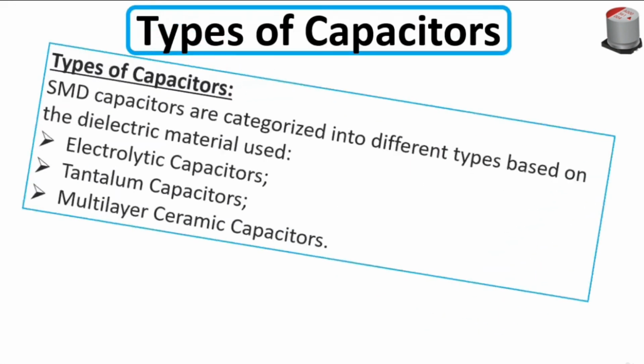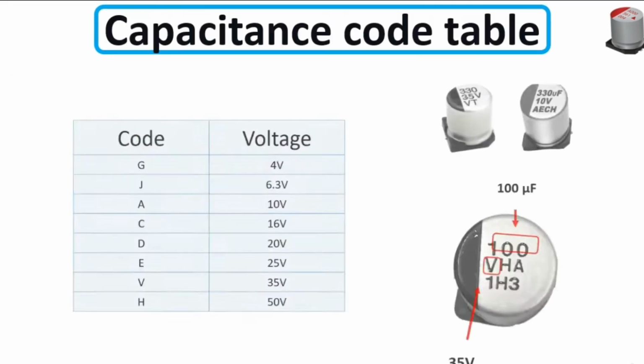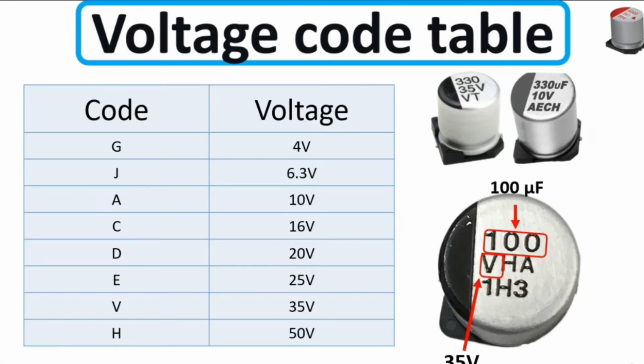There are three primary types of capacitors: electrolytic, tantalum, and multilayer ceramic capacitors. Each type possesses unique characteristics and applications, particularly in computing environments. Electrolytic capacitors have specific codes that denote their capacitance and voltage ratings. These codes can sometimes be perplexing, but utilizing a code table can provide clarity on these specifications.